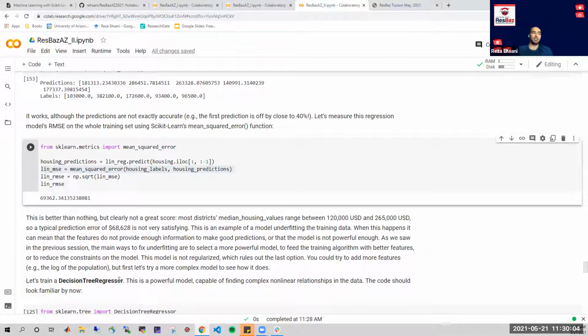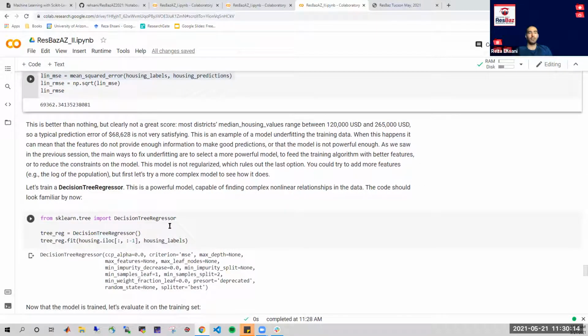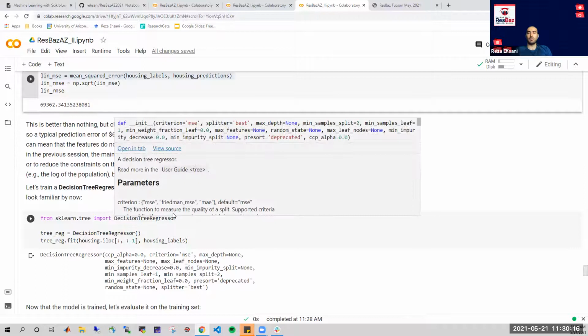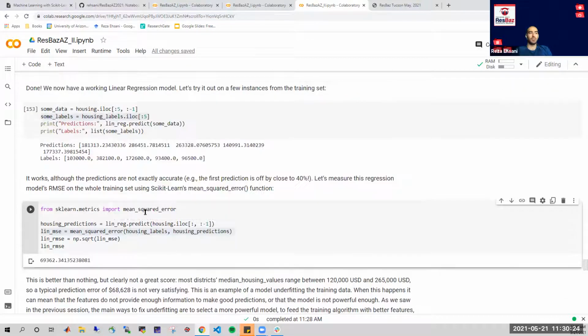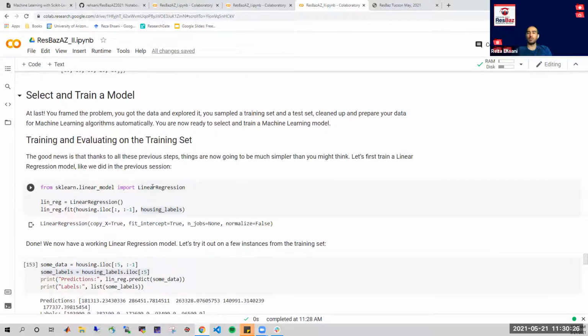Our next option is the DecisionTreeRegressor. It's a very powerful model capable of finding complex nonlinear relationships in the data, and not only for decision trees, but for all the models provided in the scikit-learn library, it's very easy to implement. It's very similar to what we did for linear regression. You just need to import that model from scikit-learn, after that you create an instance of it and finally call fit. And for predictions, you call predict.